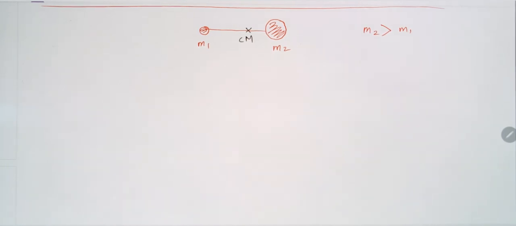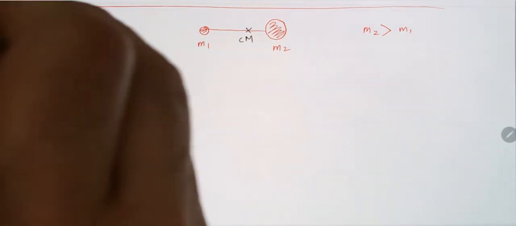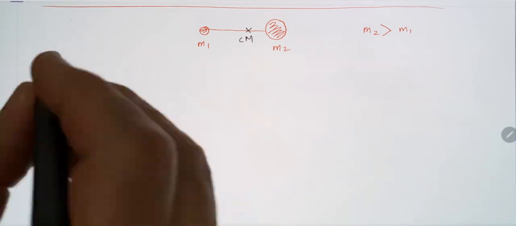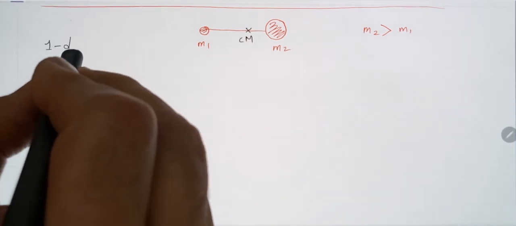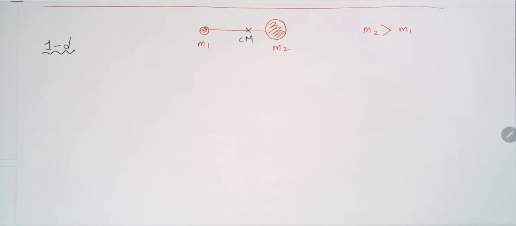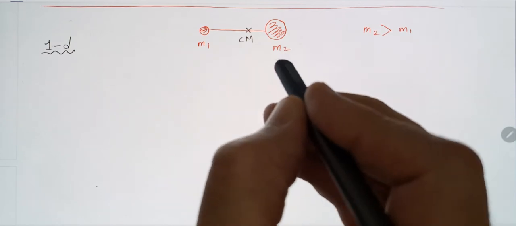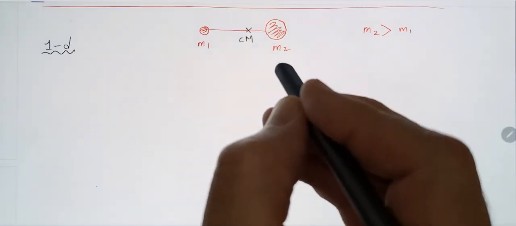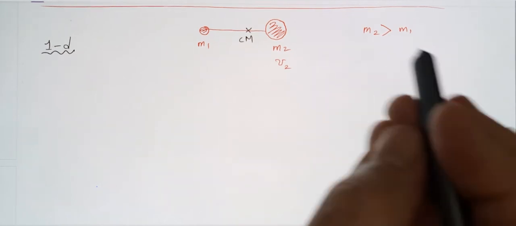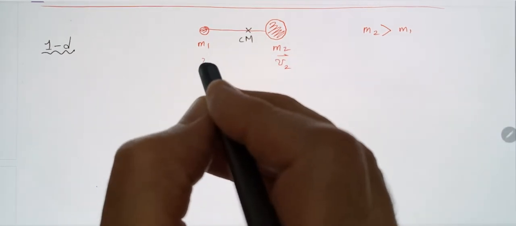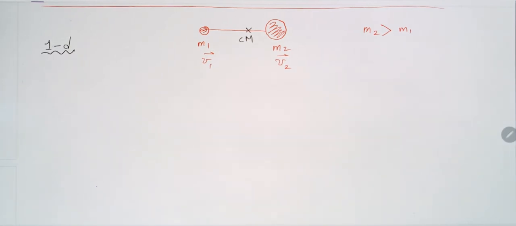Okay. So let's talk about one dimension, to get rid of the vector sign. Now suppose that M2 is moving with V2 and M1 is moving with V1. Let's write the equation of conservation of linear momentum.